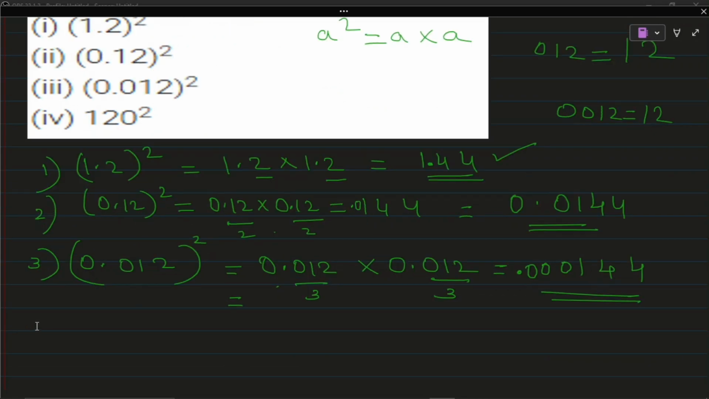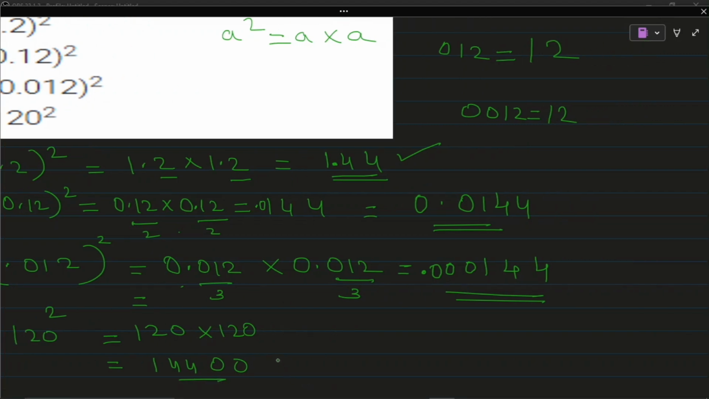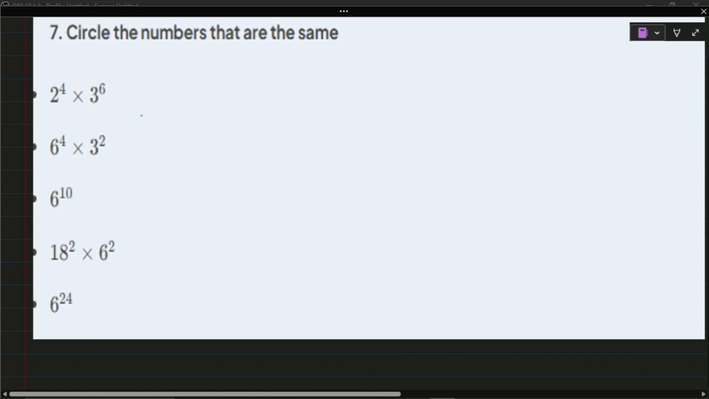Now next one, that is the fourth question, 120 square. That means 120 multiplied with 120. And here first you multiply 12 and 12, that is 144. Now put 2 zeros, because here 1 zero is there, here also 1 zero. So put 2 zeros. This is the answer. We will discuss the next question.